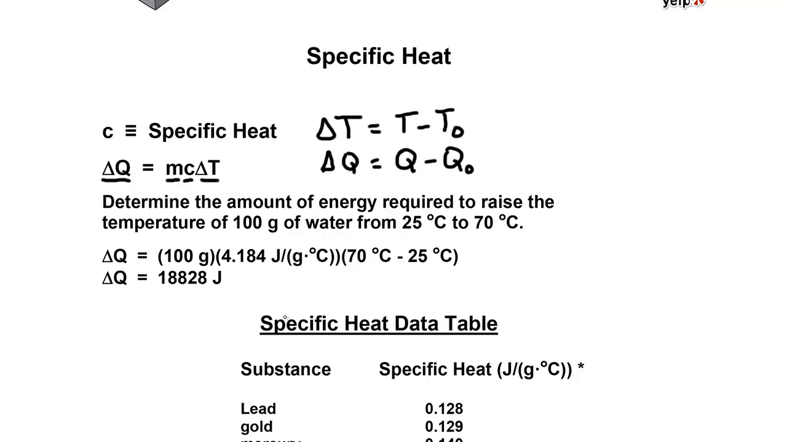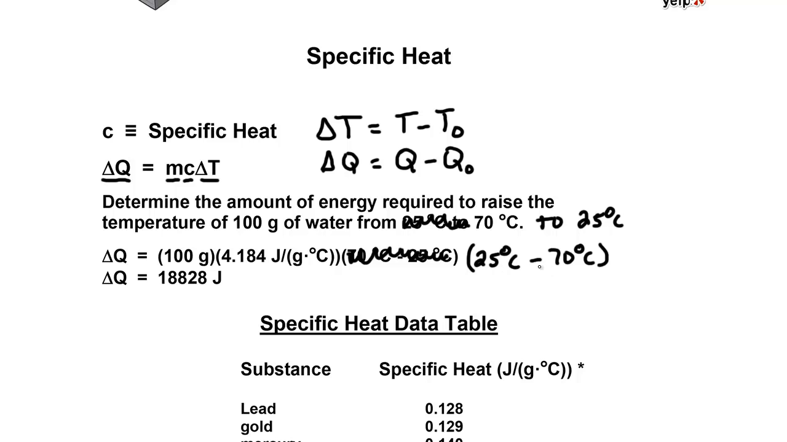That's the amount of energy it takes to raise the temperature of 100 grams of water from 25 to 70 degrees Celsius. What if we were to start out at 70 degrees Celsius and cool the water down to 25? Well, then we'd have to change our final temperature, which is 25 degrees Celsius, minus our initial temperature of 70 degrees Celsius. That would be our delta T.